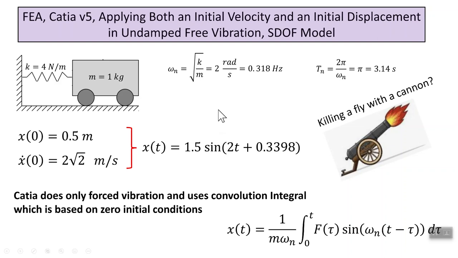In Catia, there's no provision for initial values being specified, and also it's based on linear dynamics. What that means is that the natural frequencies have to be extracted. In this case, there's only one of them, of course, and then using the forcing function and the Duhamel integral, one can find the response as a function of time. Of course, this assumes that the initial conditions are 0.